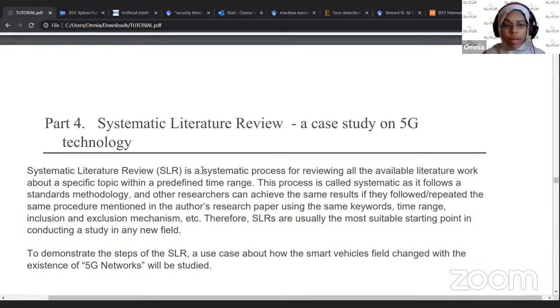So let's start first by explaining what an SLR is. SLR is a systematic literature review, which means a systematic process for reviewing the available literature in a specific topic. The good thing about this process is that it is well defined, and if you use it in steps, it will help you to get accurate information. It also helps other researchers to replicate what you have done and reach the same findings, which means that it is very accurate, very reliable, and everyone can validate it.